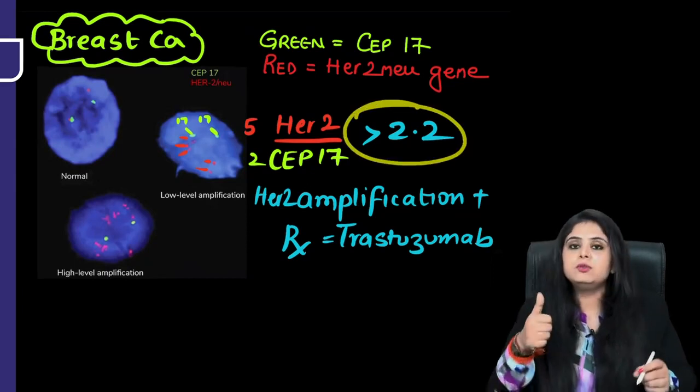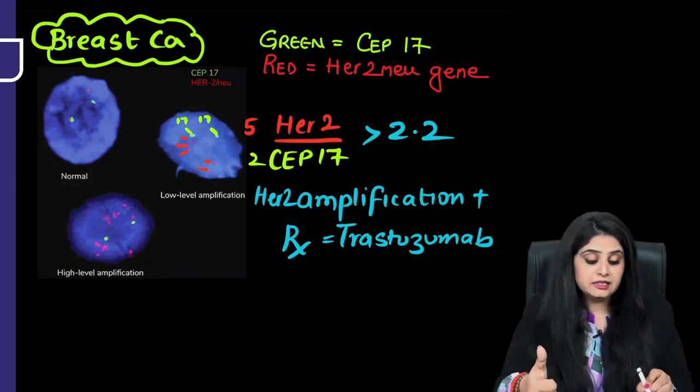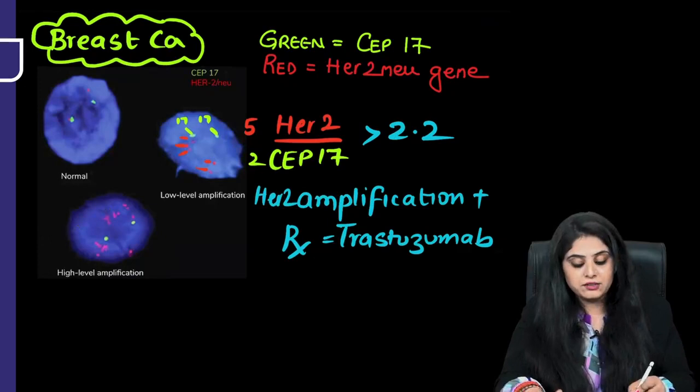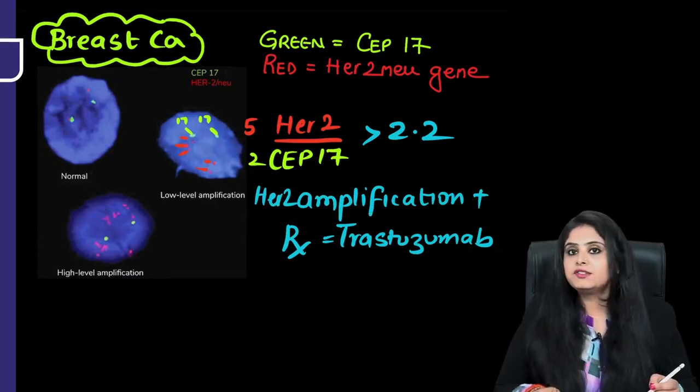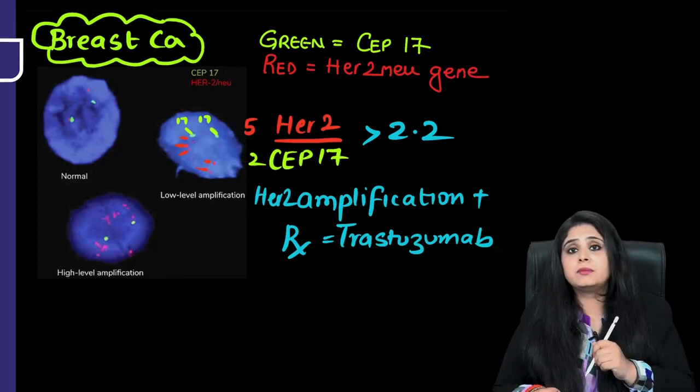Anything above 2.2, meaning this patient has amplification. This patient has also amplified. So that is going to mean that I'm going to give these patients trastuzumab. Everyone's okay with breast cancer and HER2/neu? This is also done by FISH.